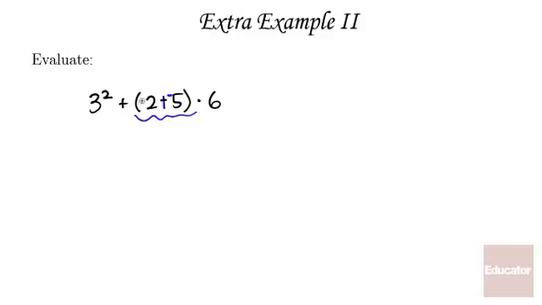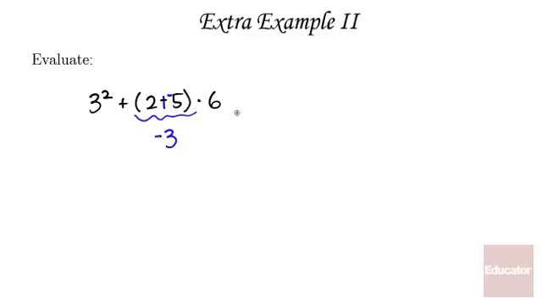They have different signs, so I'm going to find the difference of their absolute values. This is a 2. The absolute value of negative 5 is 5. So the difference will be 3. I'm going to give it the same sign as the 5. That's a negative, so this is a negative.